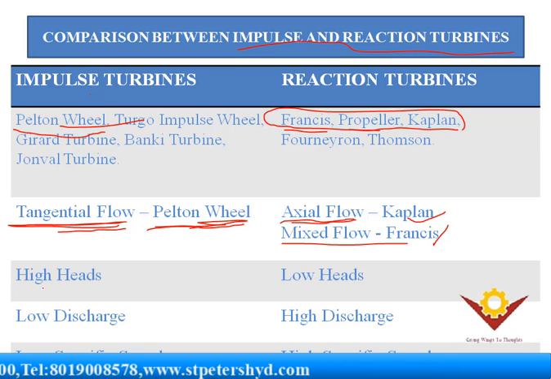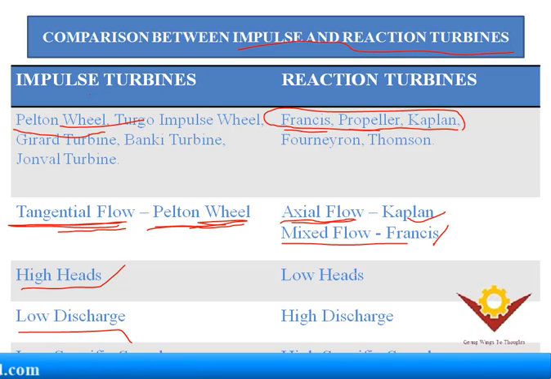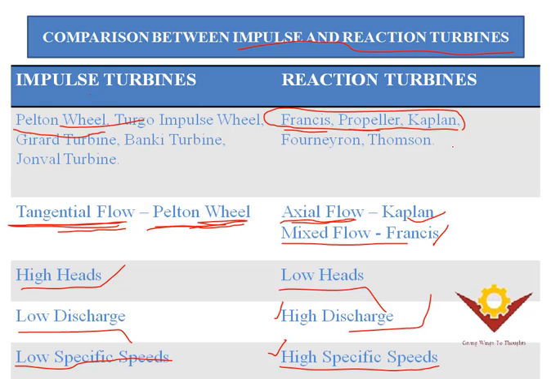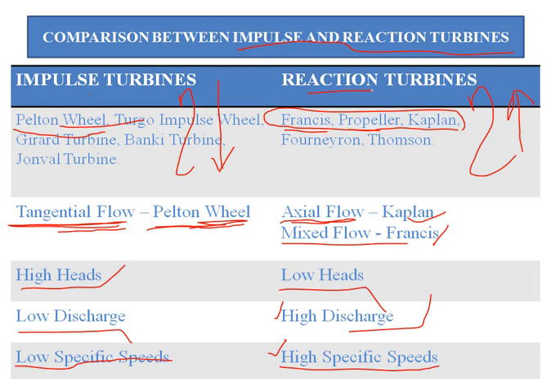In impulse turbine, we have high heads but low discharges. But coming to the reaction turbines, we have low heads but high discharges. And the last one: here we have low specific speeds in the impulse turbine and high specific speeds in the reaction turbines. So because of the high discharge and high specific speeds, the efficiency of the reaction turbine is high, but the efficiency of impulse turbine is low when compared to the reaction turbines. Okay, thank you.